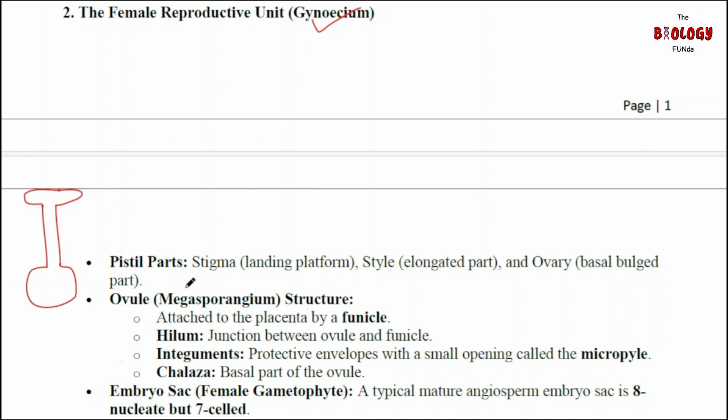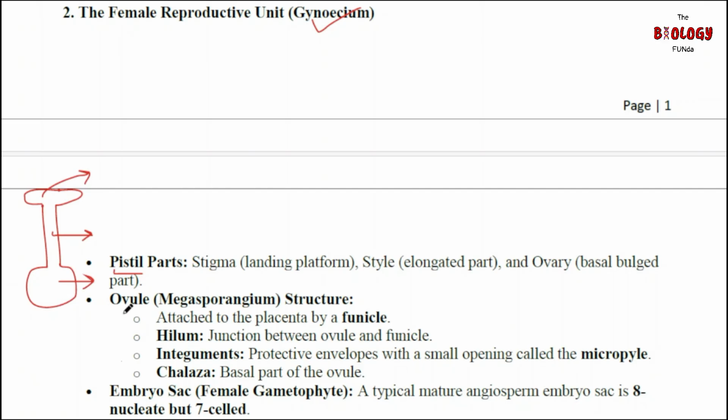Now the gynoecium consists of the whole of the pistil or carpels. The first part is the stigma, which is here. This is the landing platform. This elongated part is the style, and this basal bulge part is known as the ovary.